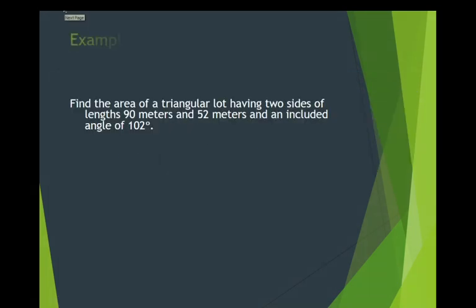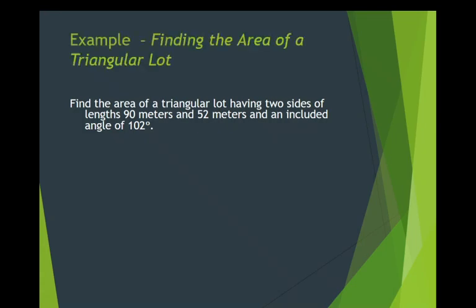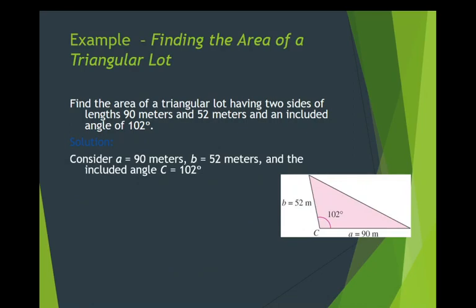So here's an example. Find the area of a triangular lot with two side lengths of 90 meters and 52 meters, and an included angle of 102 degrees. The fact that they say the angle is included means it's in between my two sides. So the first thing you should do is draw a picture. If we draw this picture, you have a side that's 52, a side that's 90, and then that included angle between them is 102 degrees.